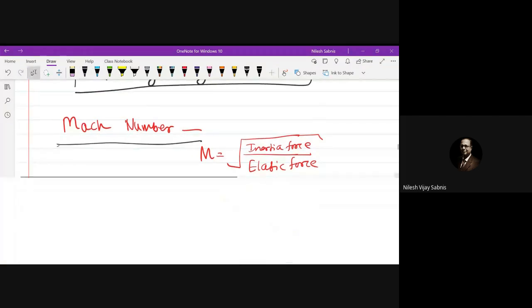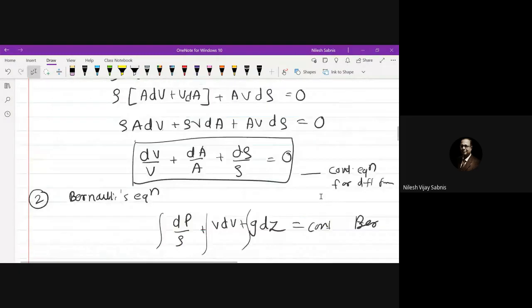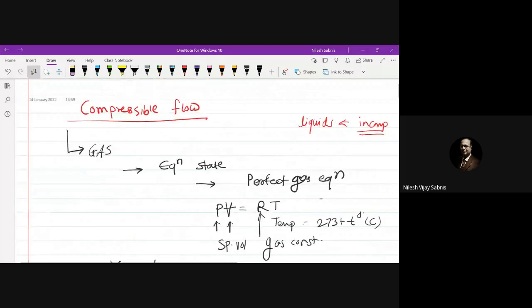So with this, we are concluding our unit number 5, as this compressible flow was the smallest part.